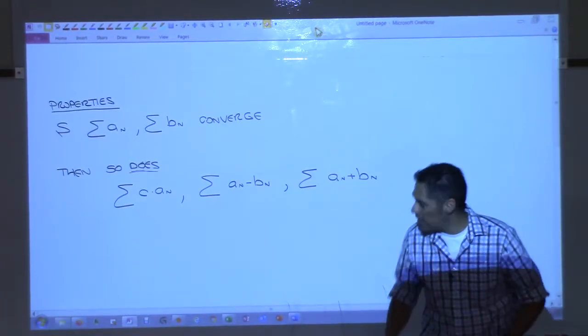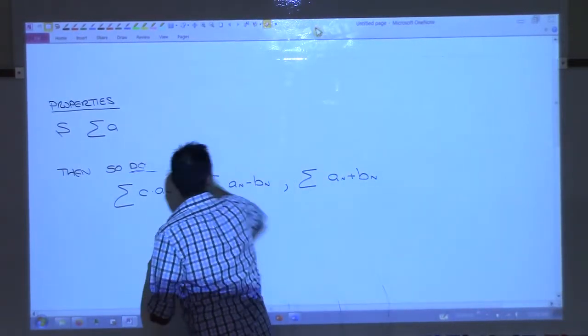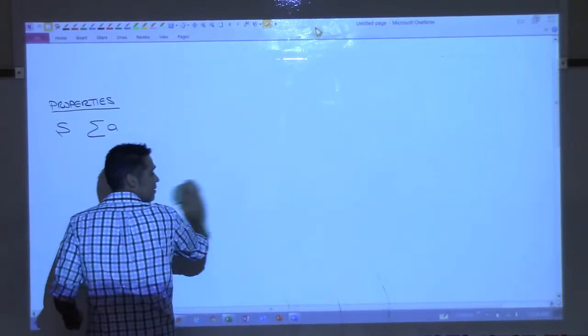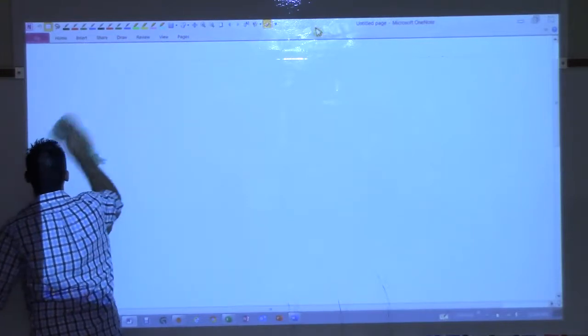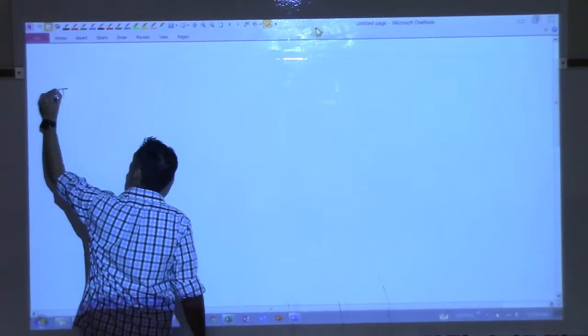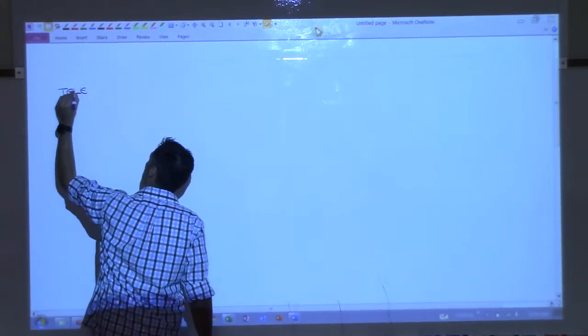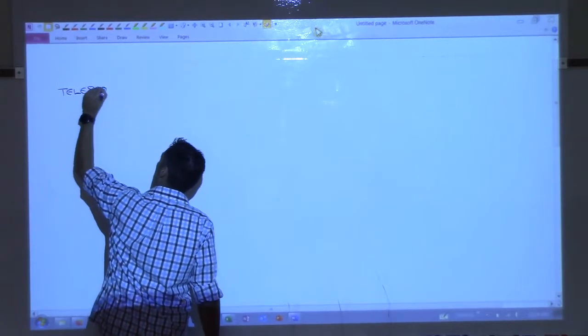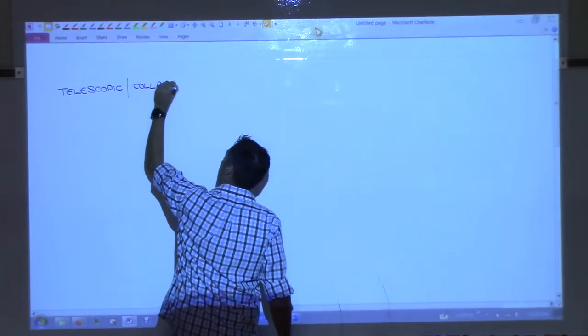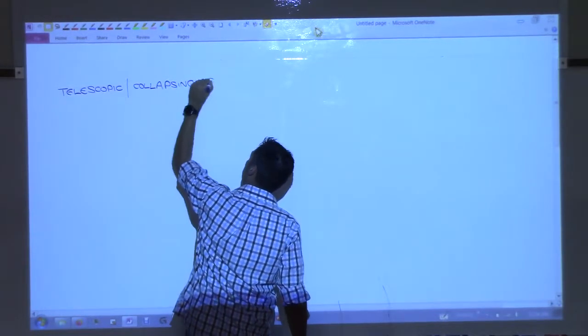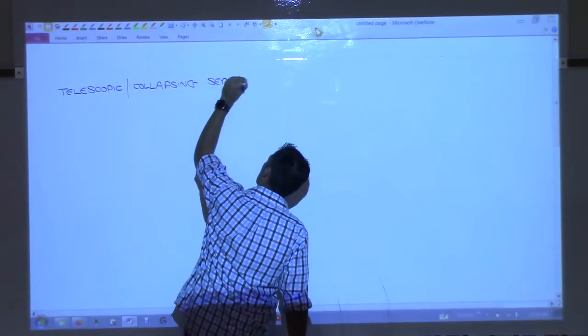So now let's take a look at a new series. It's all on page 441. This is your first example of a telescopic, or collapsing, series. Okay, here we go.